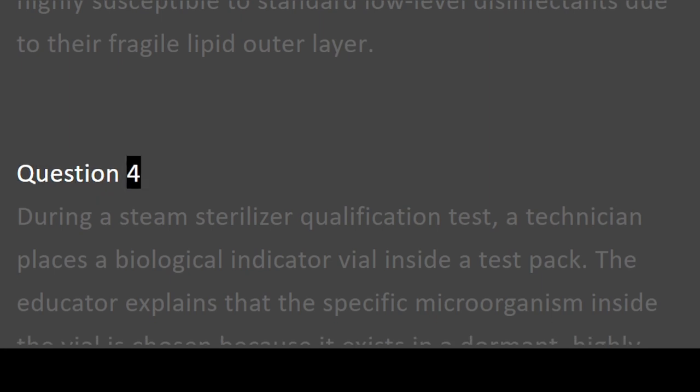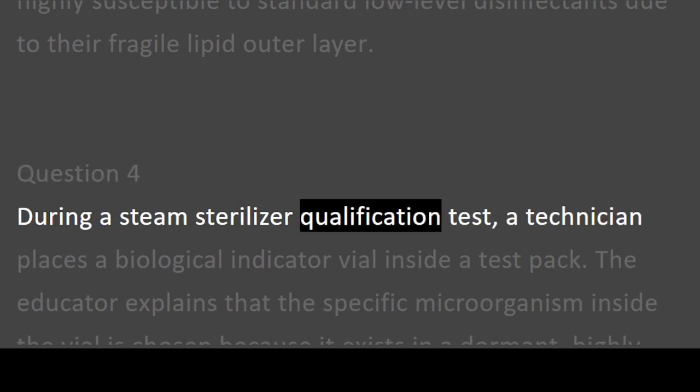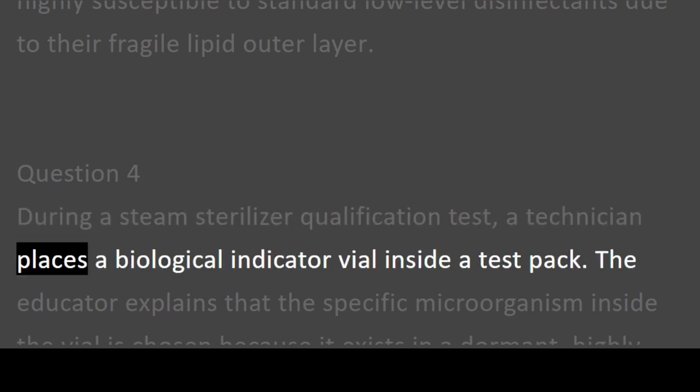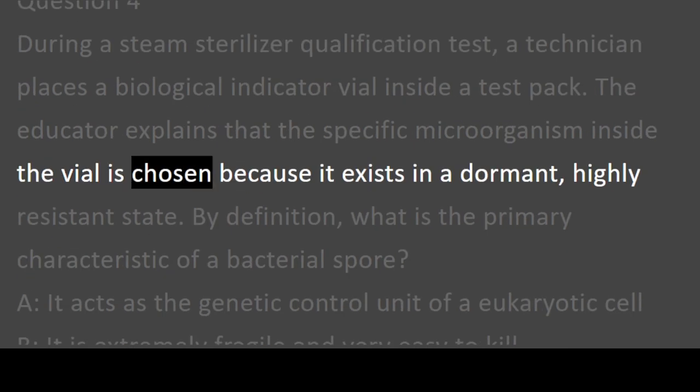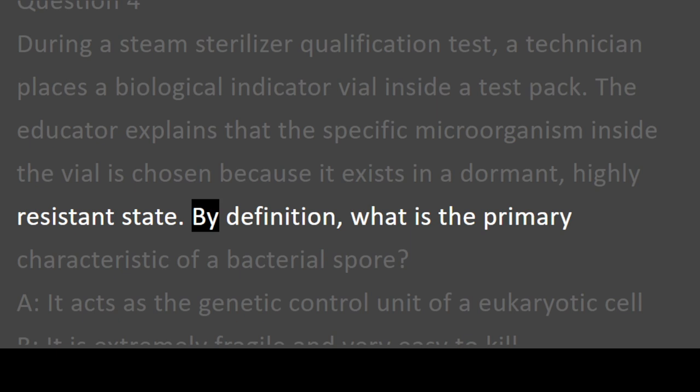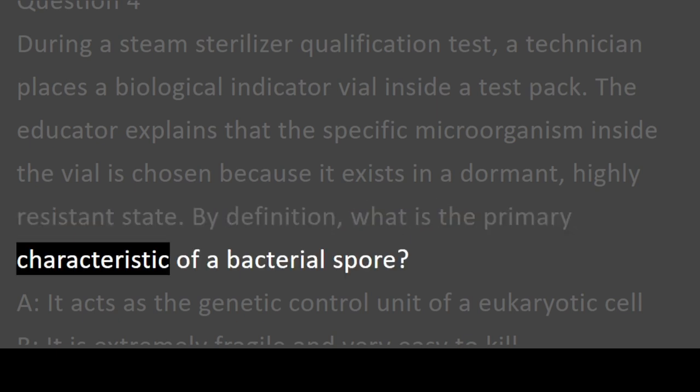Question 4. During a steam sterilizer qualification test, a technician places a biological indicator vial inside a test pack. The educator explains that the specific microorganism inside the vial is chosen because it exists in a dormant, highly resistant state. By definition, what is the primary characteristic of a bacterial spore?